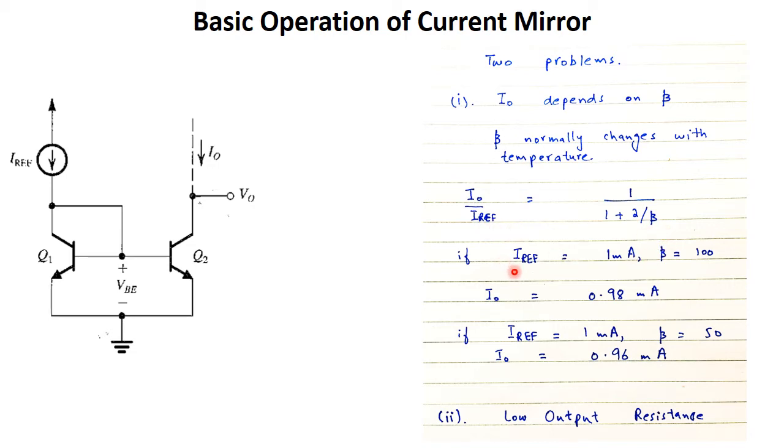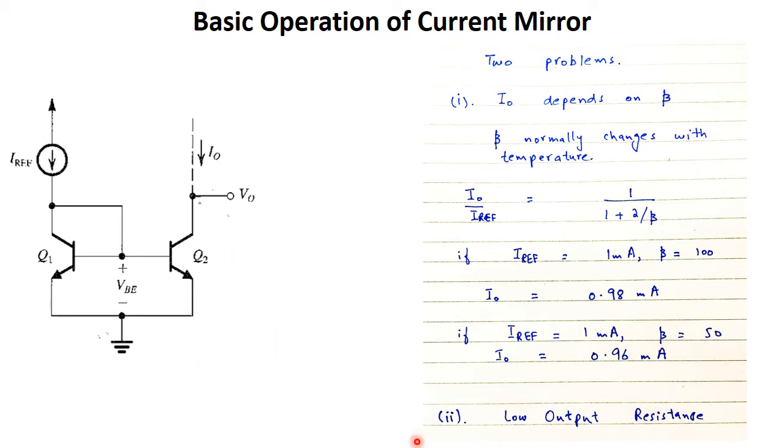As you can see in this example, if I reference is 1 milliampere and beta is 100, then output current is 0.98 milliampere. But if beta changes to 50 from 100, then output current changes from 0.98 to 0.96 milliampere. Beta is something very unstable. It can change with temperature and some other parameters as well. So we don't want to rely on beta. We want the output current not to depend on beta and to be as stable as possible, and it should be constant, because the main purpose of a BJT current mirror is to provide constant current in the output.